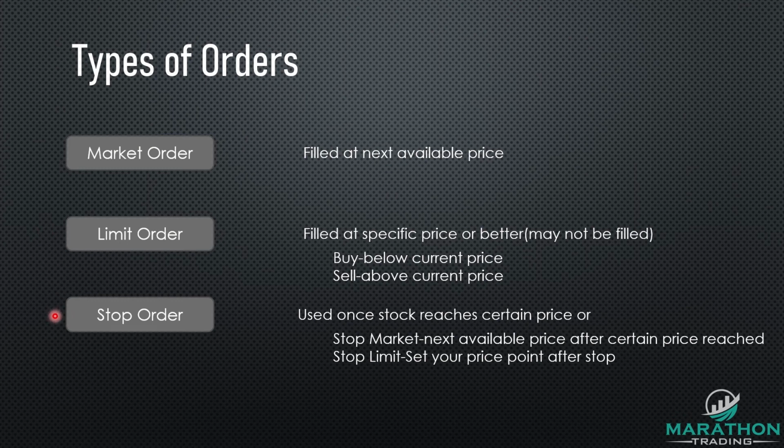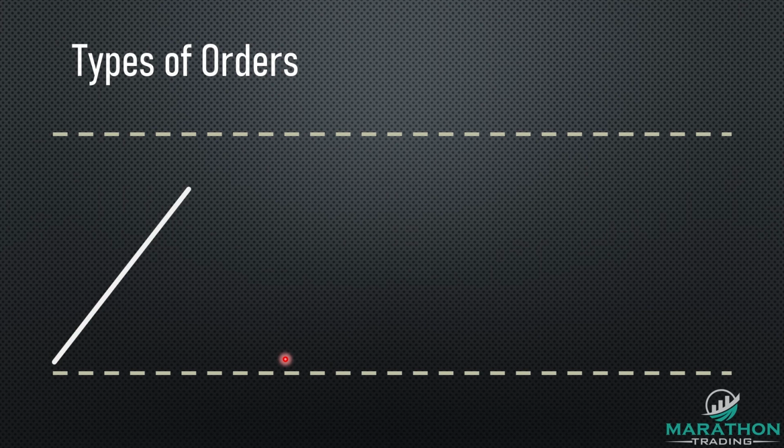And then there's the stop order, which is used once it reaches a certain price. So you've got the stop market. Once it reaches a certain price, you can buy at market, which means next available, or stop limit, which gives it kind of a range for it to execute in, if you want to set your price a little bit more specific. So you've got your regular stock price here, goes up, down, blah, blah, blah.